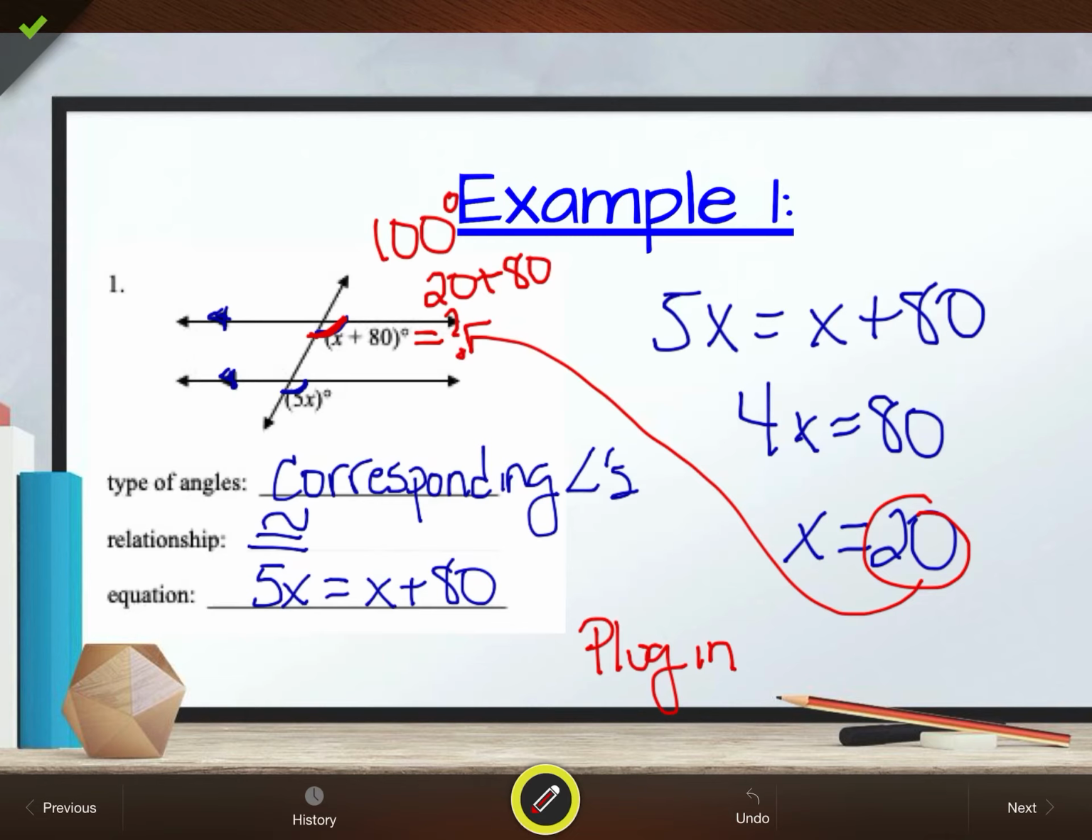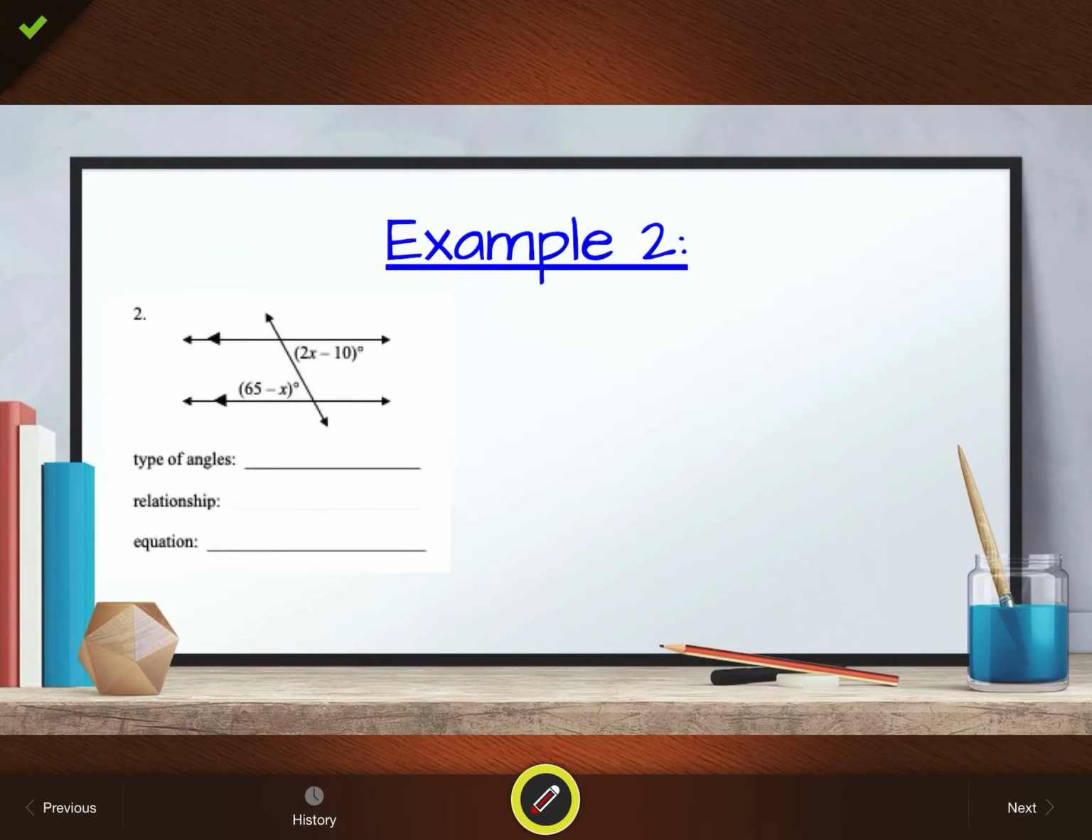Two ways. Plug in, or, hey, look, I know they're corresponding. If they're corresponding, I don't really need to plug in. I know that this angle is 100. Why do I know that? Because when you have parallel lines, your corresponding angles are congruent. Okay? All right, moving on.